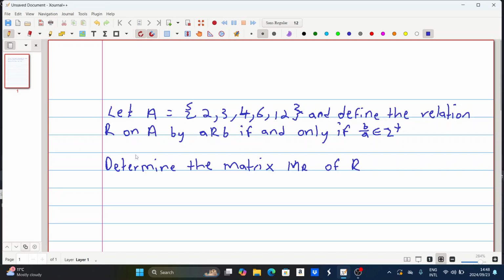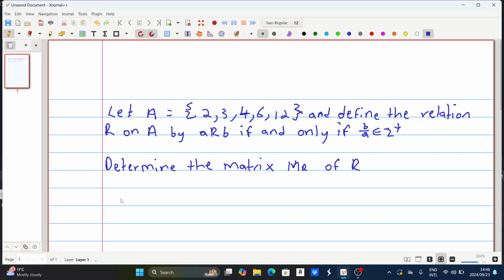On today's lesson, we have A is the set containing 2, 3, 4, 6 and 12, and we define the relation R on A by a R b if and only if b over a is an element of the positive integers. So we are asked to determine the matrix MR of the relation R.